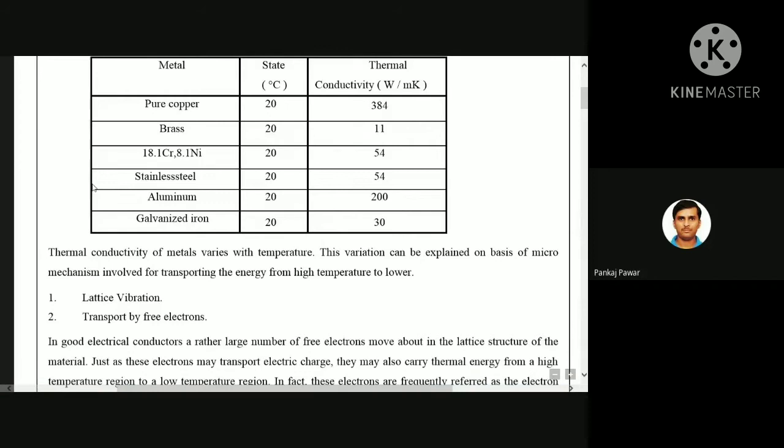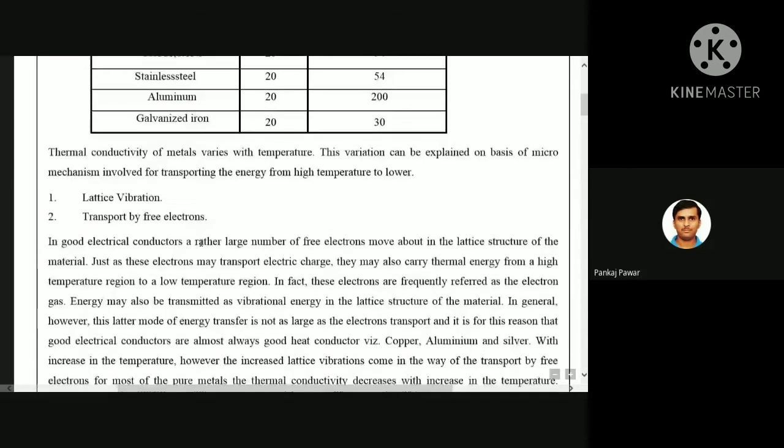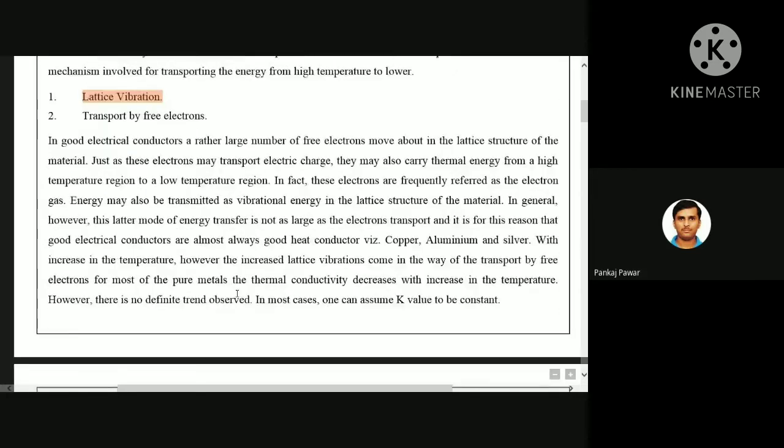That non-metal is the diamond what you have. So go through the reason why the diamond, though it is a non-metal, is having the highest thermal conductivity value. Go through the details of that later on. So this is what we have discussed. Thermal conductivity in metals is because of transport of free electrons, and in non-metals it is because of the lattice vibrations that we have discussed earlier.